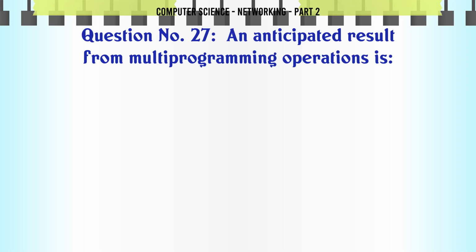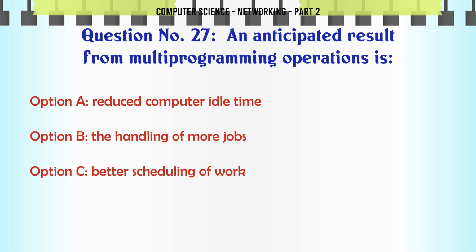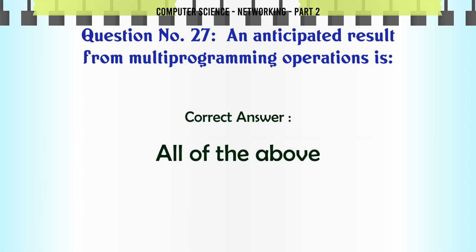An anticipated result from multiprogramming operations is A. Reduced computer idle time. B. The handling of more jobs. C. Better scheduling of work. D. All of the above. The correct answer is all of the above.